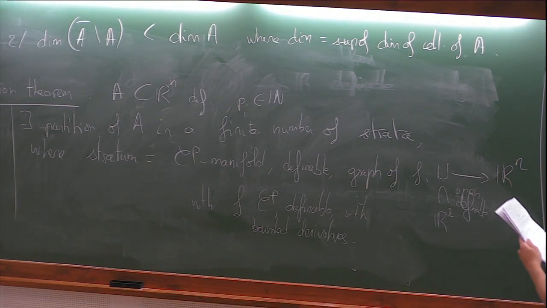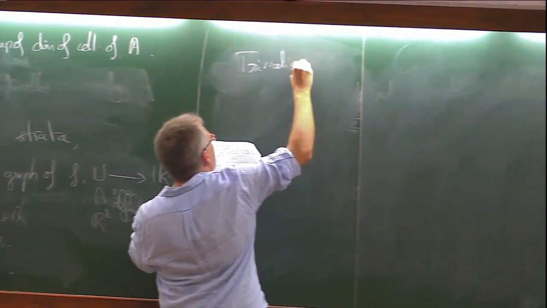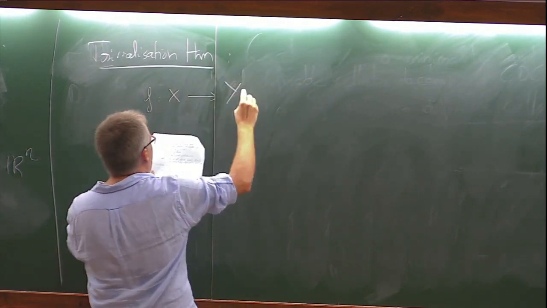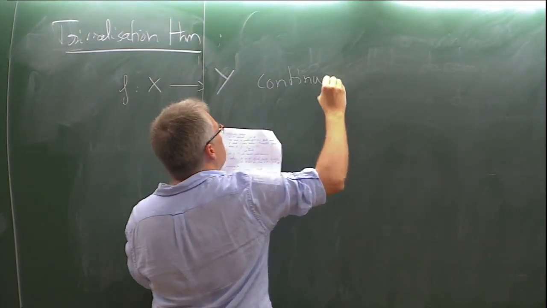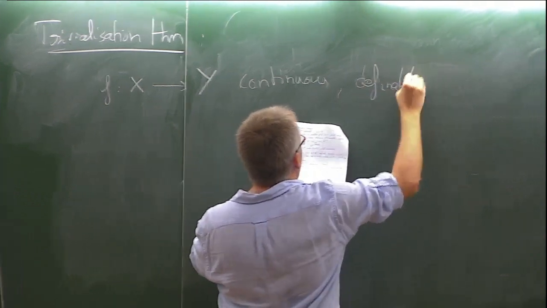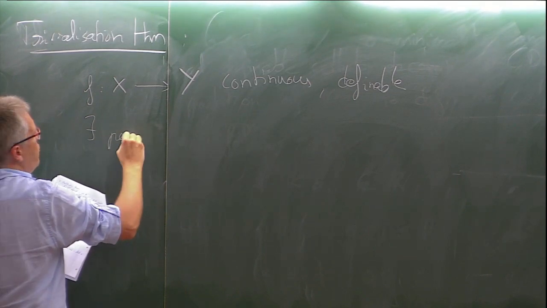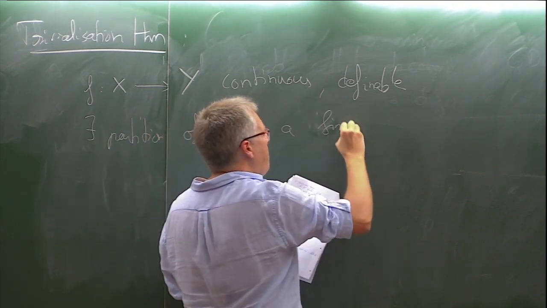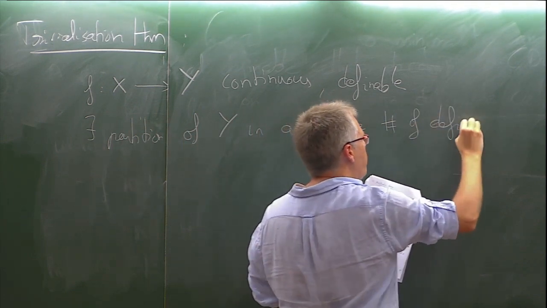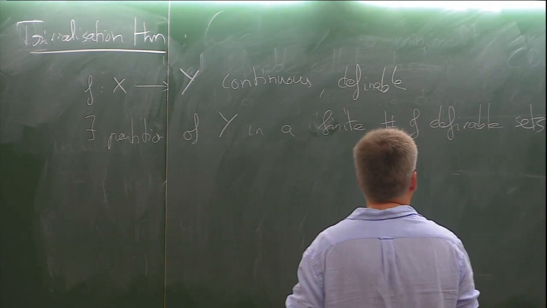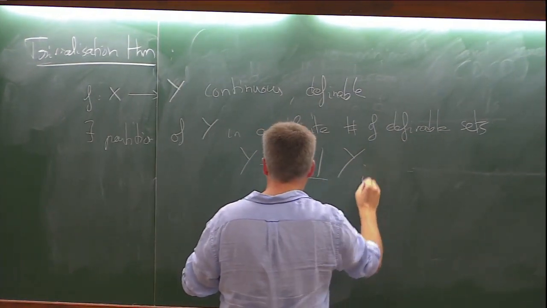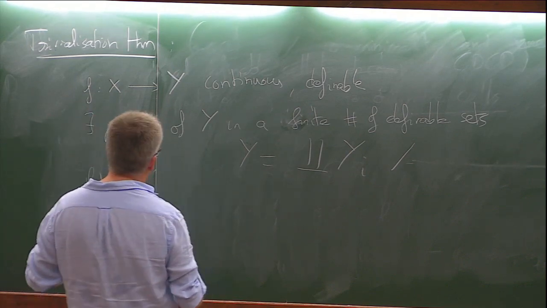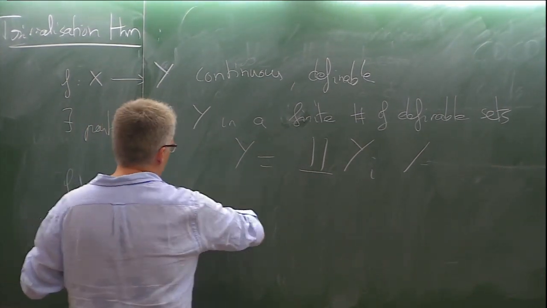Okay, and the last theorem that I want to mention is the trivialization theorem. It tells you the following: if you take a continuous map, I'll do it for the continuous case, you could do C^p, but continuous definable in your o-minimal structure, then there exists a partition of Y in a finite number of definable sets. So Y is the disjoint union of the Y_i, a finite union, such that in restriction to the preimage of those Y_i, this map is trivial. It is definably trivial.